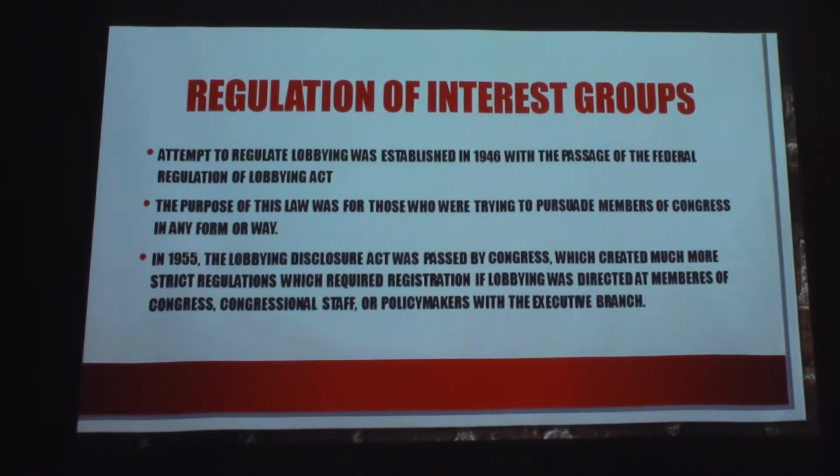Regulation of interest groups. These regulations attempt to regulate lobbying. The attempt to regulate lobbying was established in 1946 with the passage of the Federal Regulation of Lobbying Act. The purpose of this law was to cover those who were trying to persuade members of Congress in any form or way. In 1995, the Lobbying Disclosure Act was passed by Congress, which created much more strict regulations, which required registration if lobbying was directed at members of Congress, congressional staff, or policymakers with the executive branch.